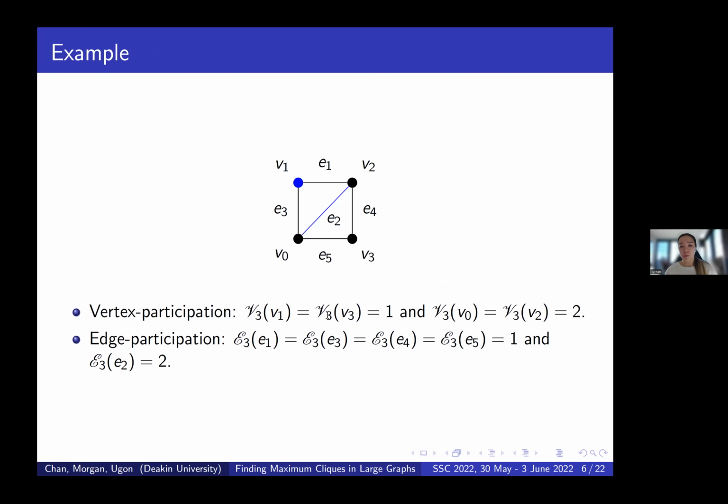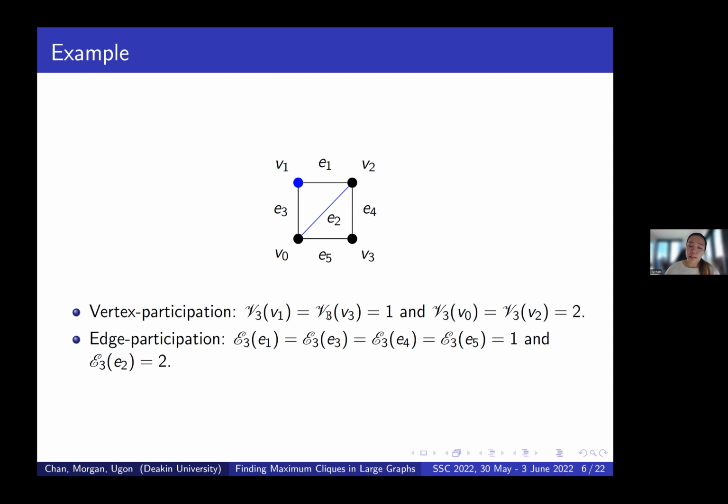So using this from the previous slide, you notice that for the vertex participation, vertices V1 and V3 have vertex participation 1 in a three-clique, and vertices V0 and V2 have vertex participation 2 because they belong to two triangles. And we can say the same for edge participation. It's quite easy to see E1, E3, E4, and E5 all only belong to one triangle. And for E3, it belongs to two.